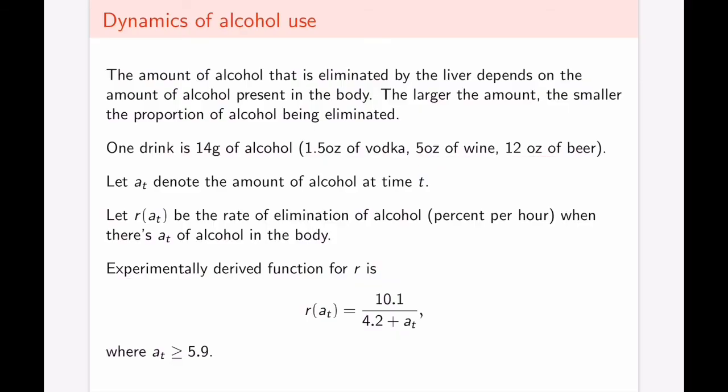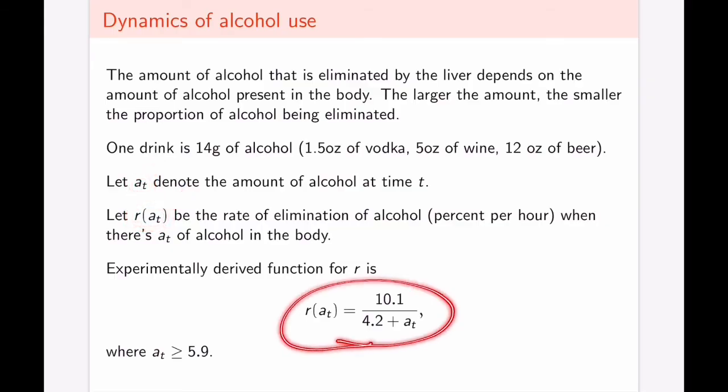And we're going to introduce some notation. A sub t will denote the amount of alcohol at time t. Again, this is what's going to really drive how the alcohol gets eliminated. R of that number is the rate of elimination of alcohol given the current amount in the system. So we need these two different measures, the amount itself and how fast it eliminates at that particular amount.